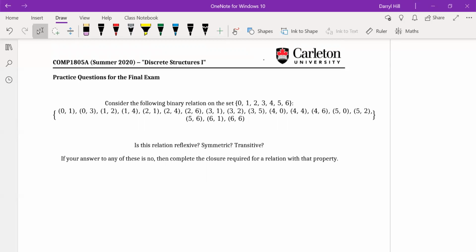Consider the following binary relation on the set. Is this relation reflexive? Do we remember what reflexive means?